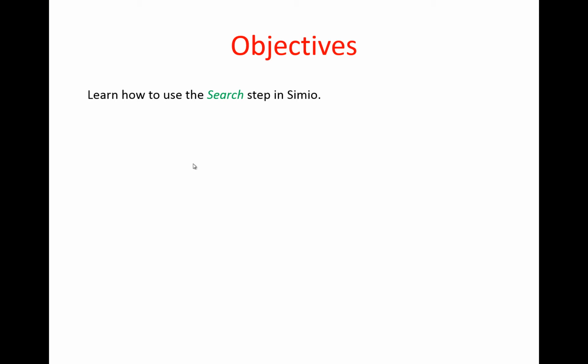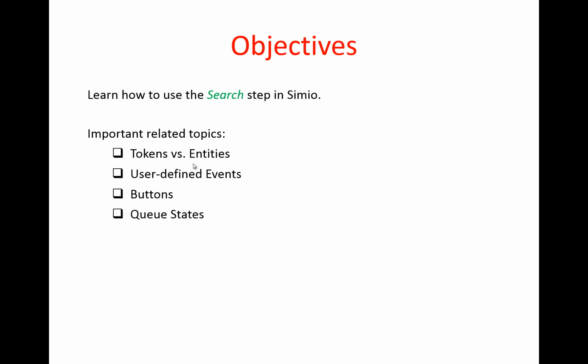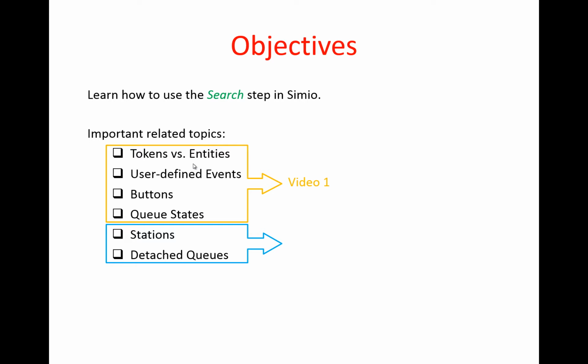However, in order to fully understand these models, there are a number of important concepts that we need to understand. So the important topics that we cover in this module are as follows. Tokens and entities, user-defined events, buttons, and queue states are discussed in the first video. Stations and detached queues are covered in the second video. User-defined tokens are covered in the third video of the module.